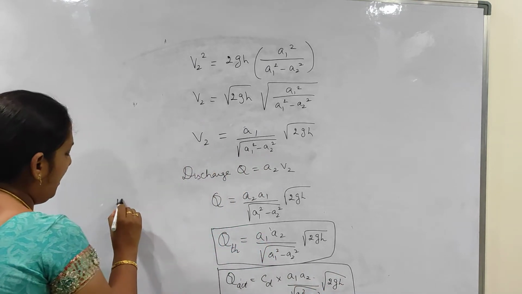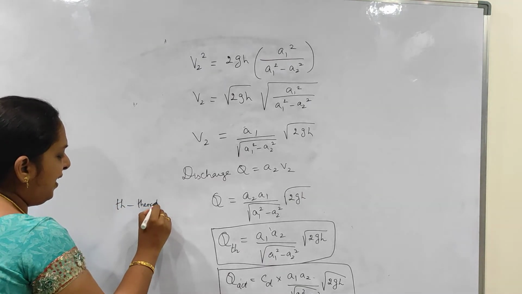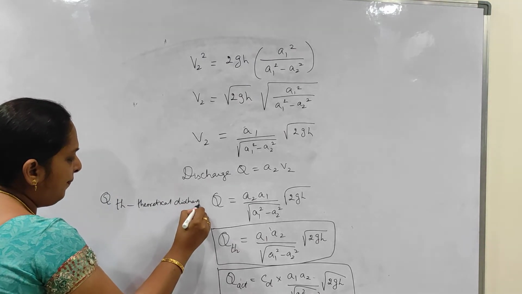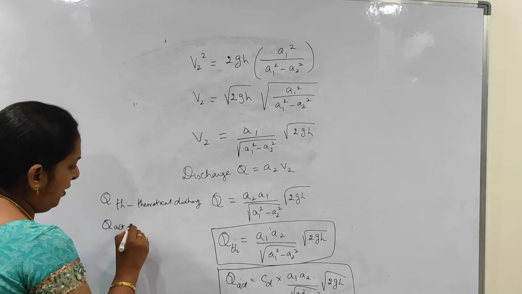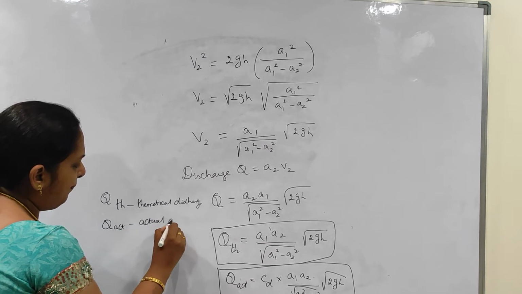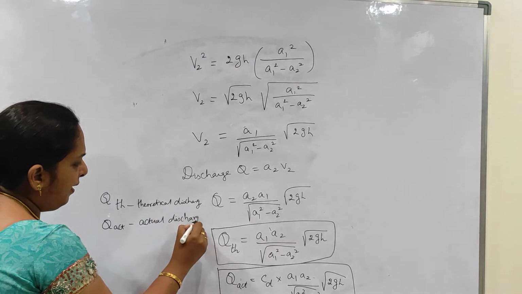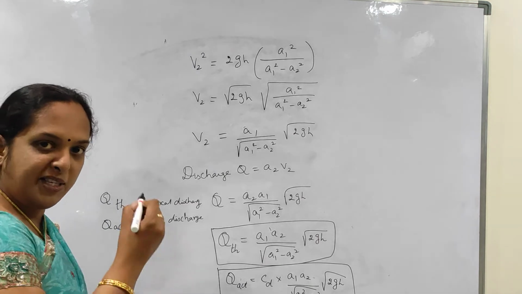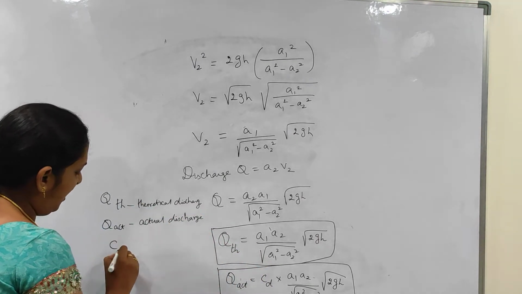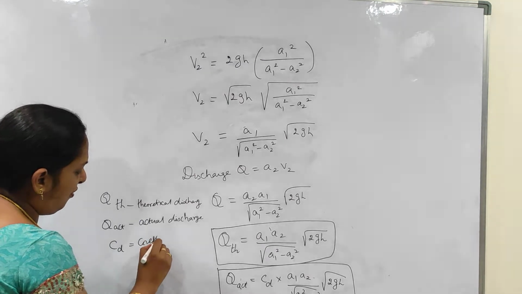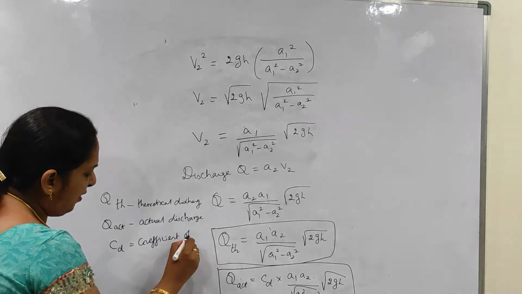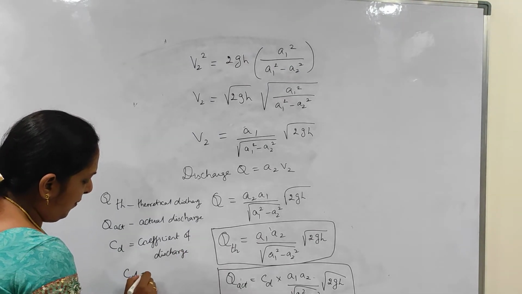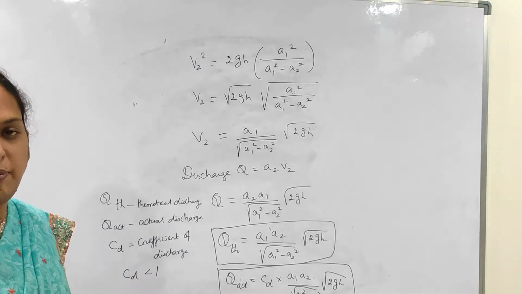So what is Q_th? Q_th is your theoretical discharge, and Q_act is said to be your actual discharge. H is your head, g is your acceleration due to gravity, and A1 and A2 are the areas at section 1 and 2 respectively, and Cd is your coefficient of discharge in case of your Venturi meter. This value of coefficient of discharge will always be less than 1 in case of your Venturi meter.